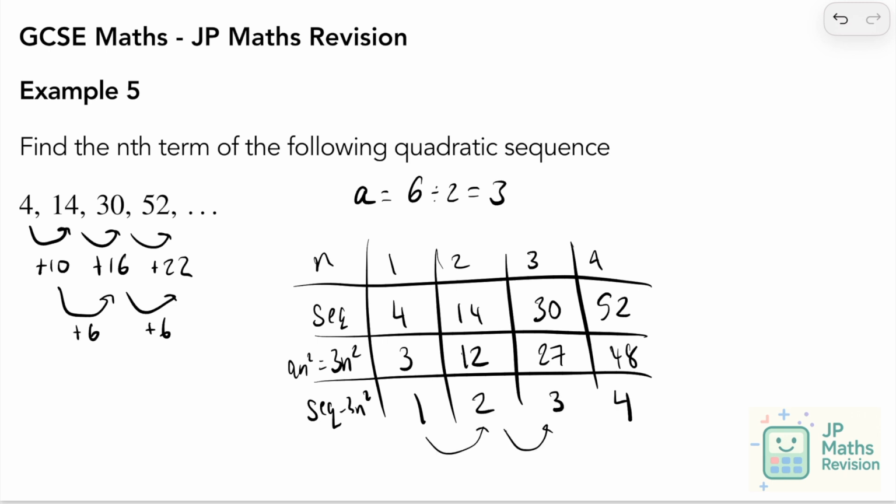And then we finish by working out the nth term of this sequence. So this sequence has an nth term of 1n plus 0, because the common difference is 1 and the 0th term is 0. So putting it all together, we have an squared, so 3n squared plus 1n plus 0. Or we could just write this as 3n squared plus n.